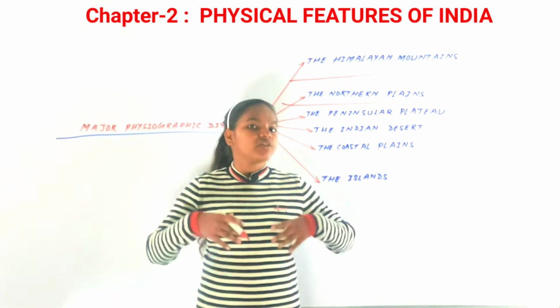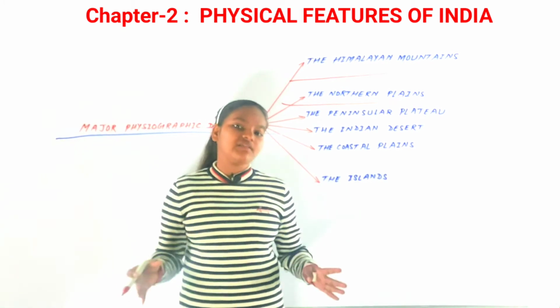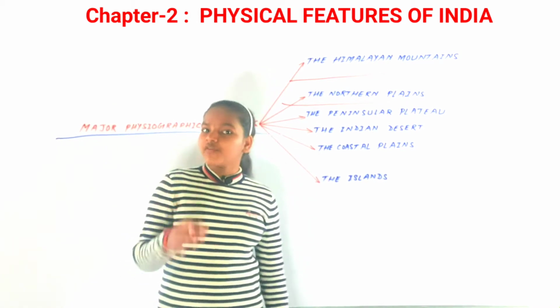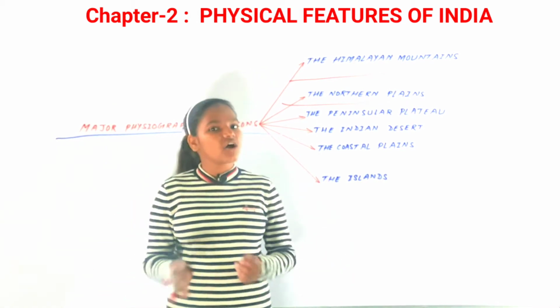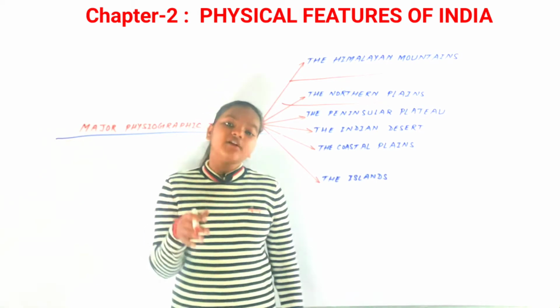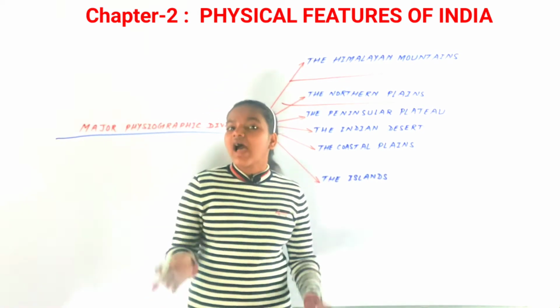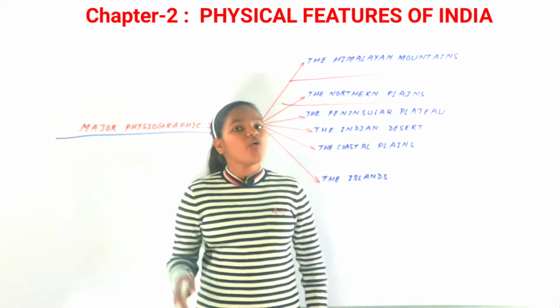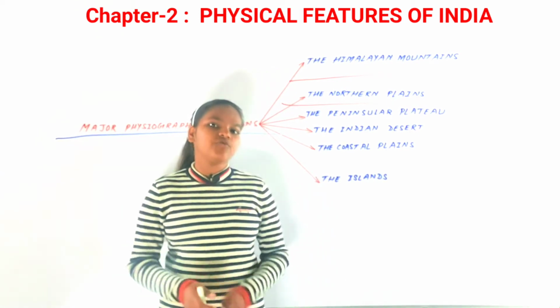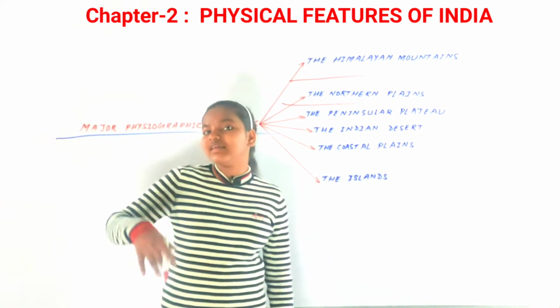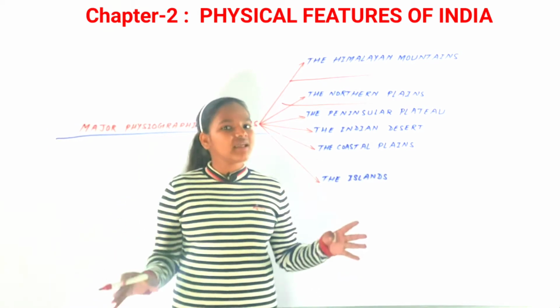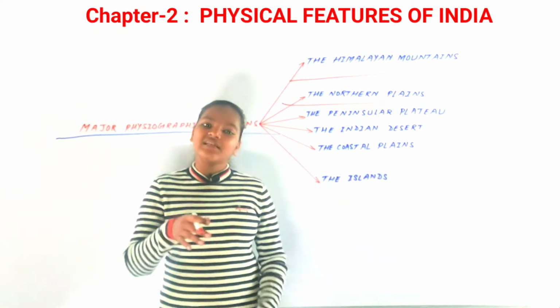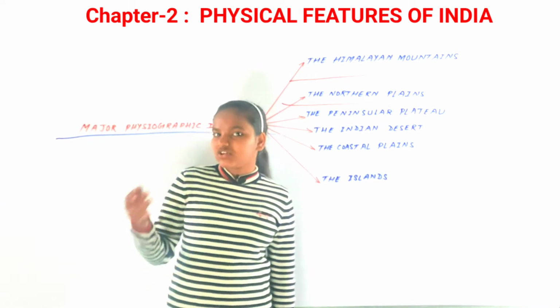If you look at the length of these northern plains, it would be 2400 kilometers, and if you look at the breadth, it would be about 240 kilometers to 320 kilometers. So that is about the measurement of the length and breadth.